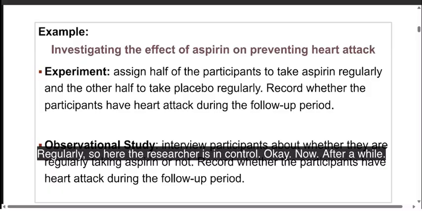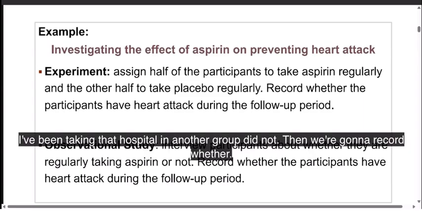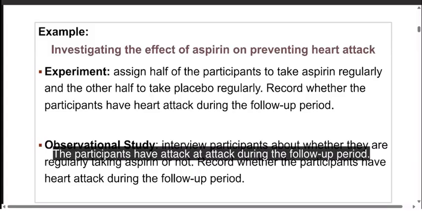So here the researcher is in control. After a while, after one group has been taking the aspirin and the other group did not, we're going to record whether the participants had a heart attack during the follow-up period. When you are doing that, you're conducting an experiment.